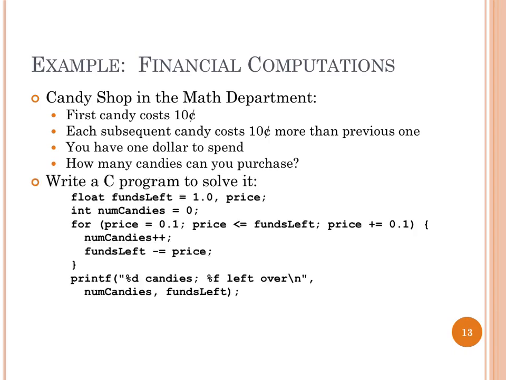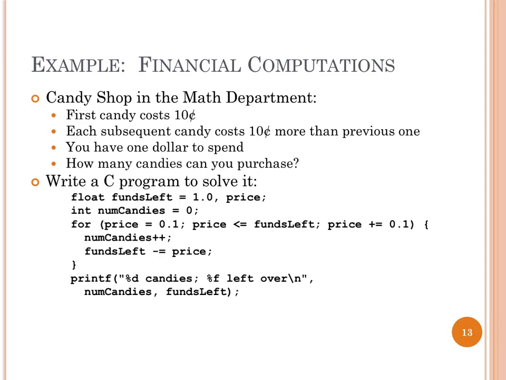So let's say that you didn't know how to do that math, but you did know how to write a C program. And so you wrote the C program to solve the problem for you. Notice funds left. I have $1, so I'll just initialize that to 1. I have a for loop that starts at 10 cents and goes up from there, and so price starts at 10 cents. As long as price is no more than the current funds left, then I'll add a candy in and subtract the current price from the funds left. And then the price goes up by 10 cents. What does this program print?